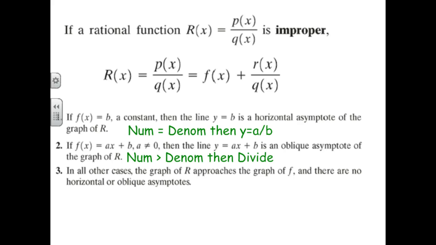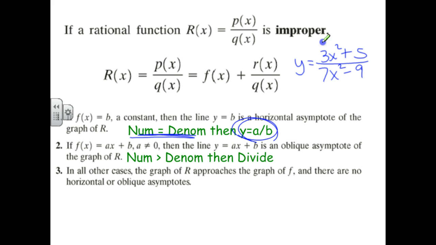This one says if the numerator degree is equal to the degree of the denominator, then y equals a over b. Some teachers teach it a over c. So if I have 3x squared plus 5 over 7x squared minus 9, then notice that the degree of the numerator is equal to the degree of the denominator. The degree of the numerator is 2. The degree of the denominator is also 2.